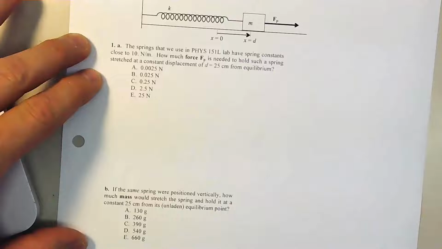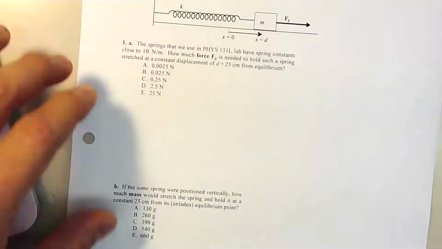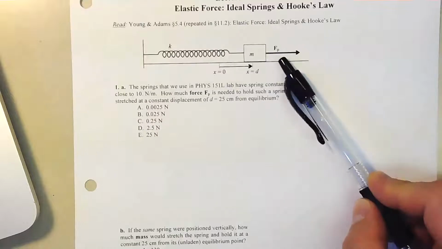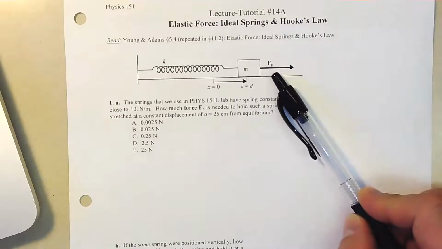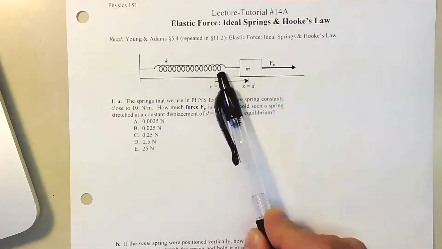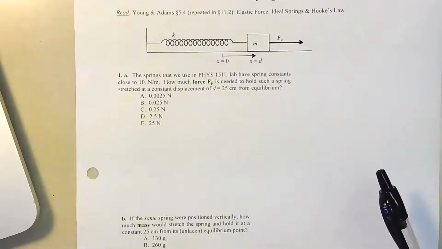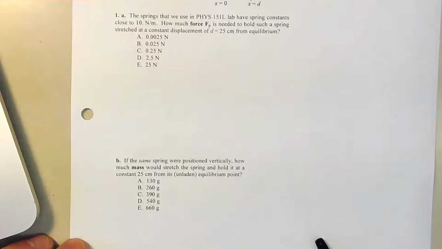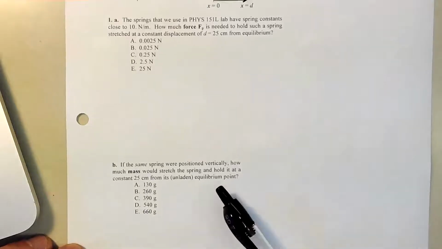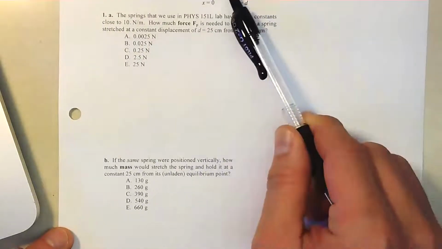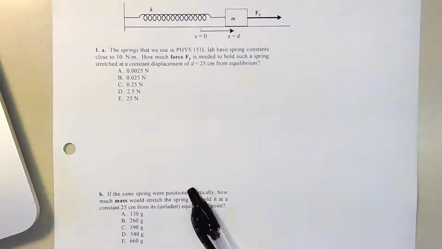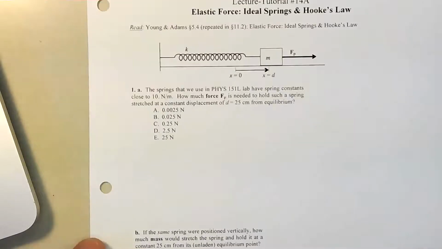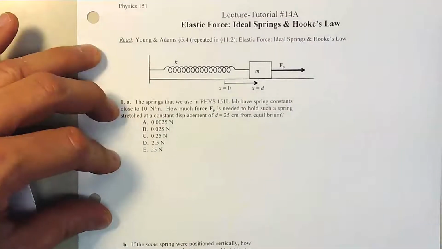So as you can see here, problem number 1 actually has 2 parts. It has the same spring displaced by the same amount, only in part 1A, that spring is going to be positioned horizontally and displaced to the right. However, in part 1B, that same spring is going to be positioned vertically. I don't have a picture here, so I'll make a little sketch. And it's going to have the same spring constant, so same spring, only we're going to displace it vertically.